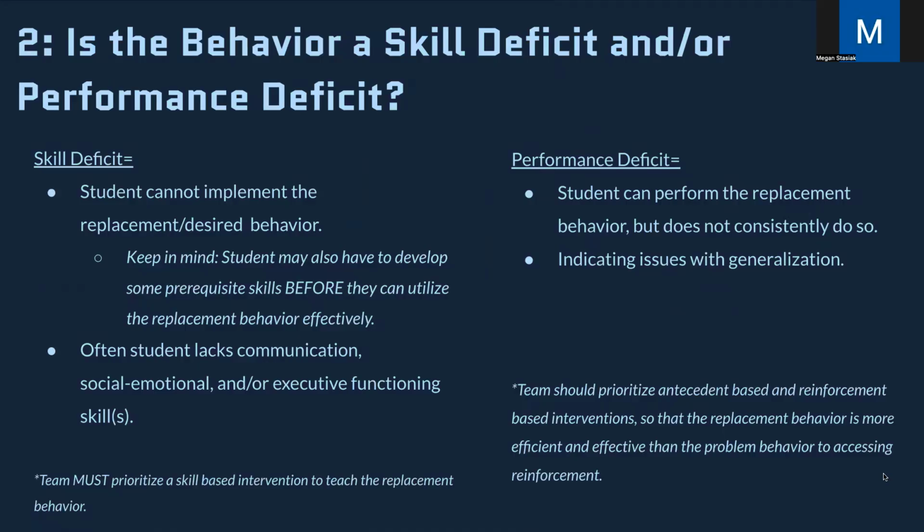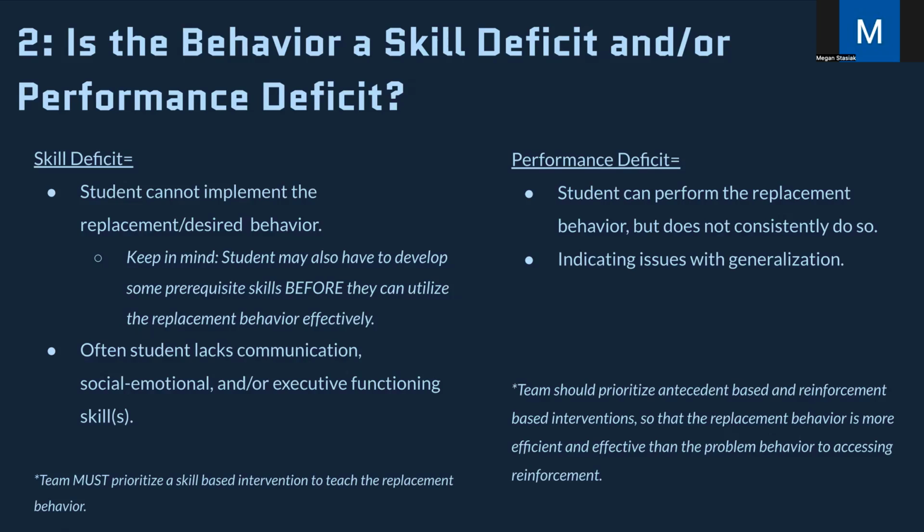So part 2 of the BIP is we have to ask, is the behavior a skill deficit and/or performance deficit? Again, this should also come out of the FBA, but to help us understand, a skill deficit is when a student cannot implement the replacement or desired behavior. So oftentimes they might lack communication skills, social emotional skills, executive functioning skills. So this is a student that's going to need very direct and explicit instruction on that skill.